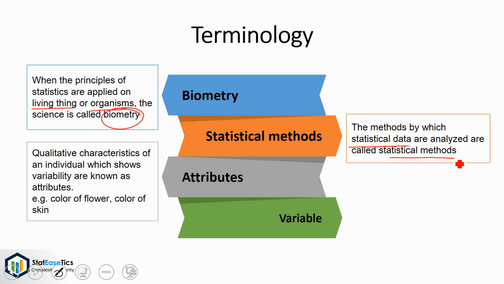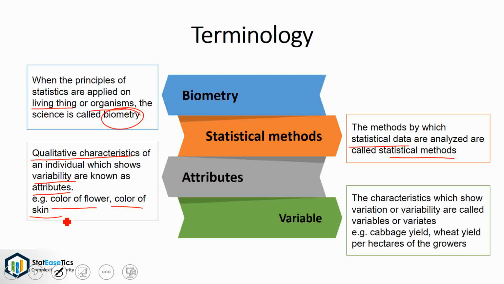Attributes. The qualitative characteristics of an individual which shows variability are known as attributes. For example, color of flower, color of skin, etc. So qualitative characteristics are basically those which we can see, feel or touch, but it cannot be measured. Such variables are called the attributes.